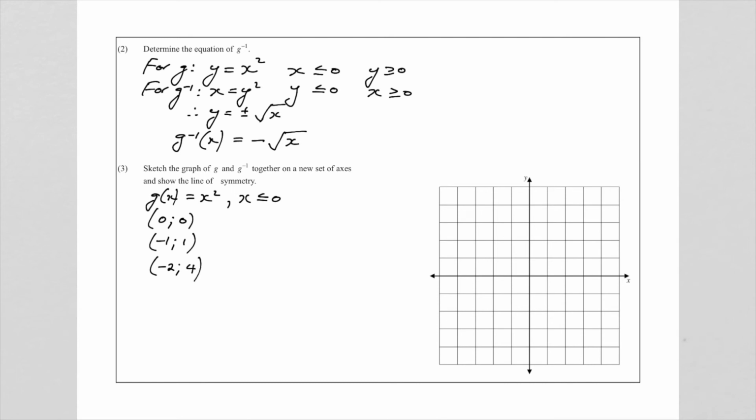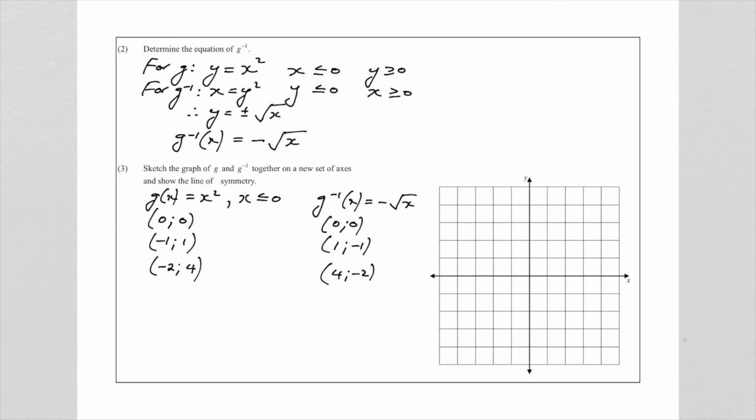So now we're going to write down the coordinates for the inverse. So our inverse of x is negative the square root of x. We don't need to do any calculations. We can just interchange these three coordinates. So the first one will stay the same. The second one will become 1 and -1. And the third one will become 4 and -2. And now we're going to plot these points and draw the graphs.